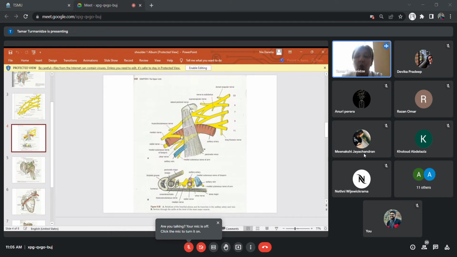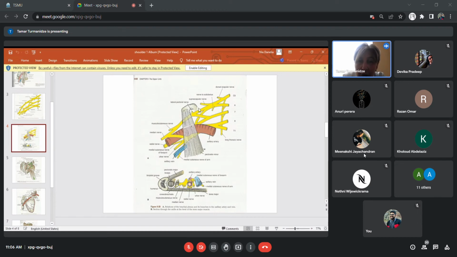Each cord of the brachial plexus gives off nerves, which come down from the pectoral triangle and touch the axillary artery from different sides. The medial cord of the brachial plexus gives off the ulnar nerve. It gives off the medial cutaneous nerve of the arm and the medial cutaneous nerve of the forearm, and it gives off the medial root of the median nerve.